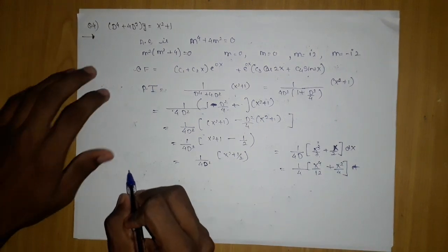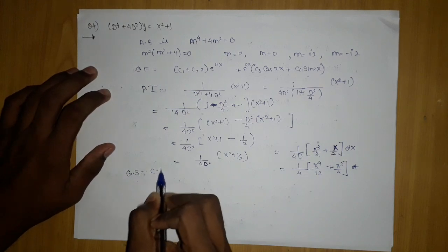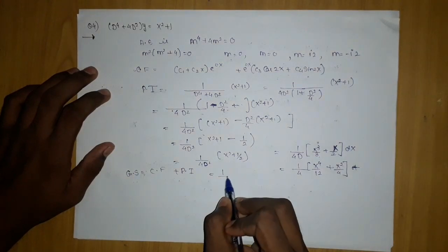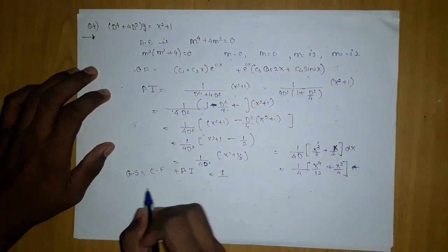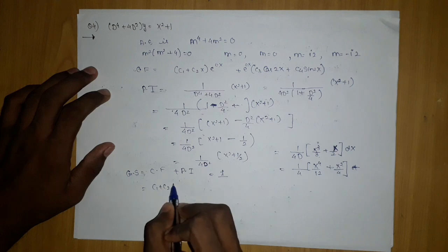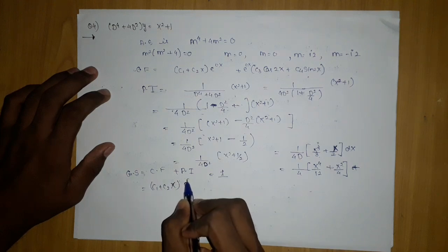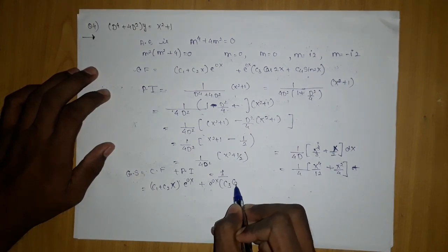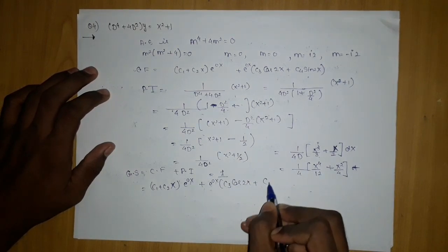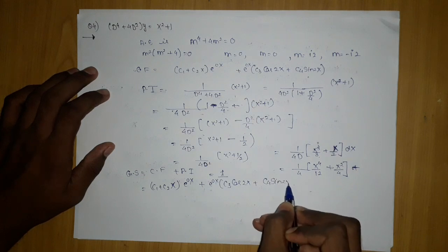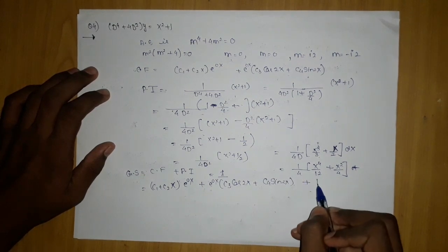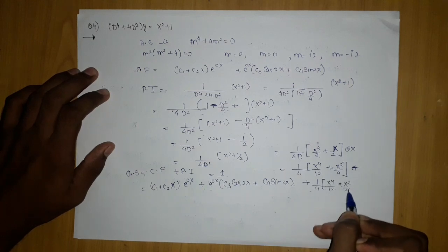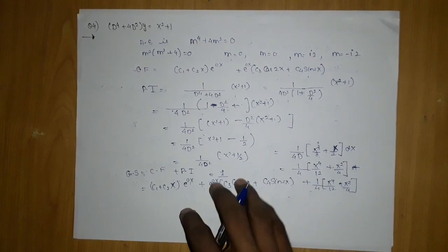Now you can write the general solution, which is the combination of the complementary function plus the particular integral, which will give you your final answer: (c1 plus c2 x) e to the power 0x plus e to the power 0x (c3 cos 2x plus c4 sin 2x) plus the particular integral, 1 by 4 (x power 4 by 12 plus x square by 4). So we are getting this.